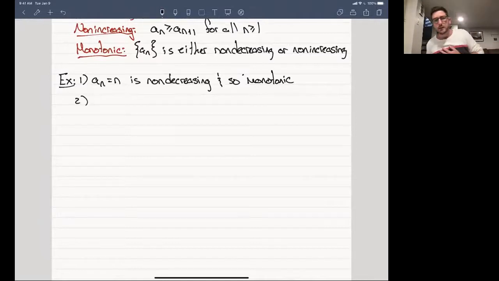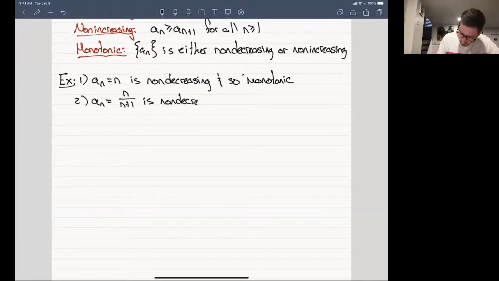Okay, let's look at another one. Well, the second example we did was n over n plus 1. In this case, this thing is also non-decreasing. Right? We saw it went from 1/2 to 2/3 to 3/4 to 4/5 to 5/6 and so on and so forth. And it's increasing up to its limit at 1. And so monotonic.